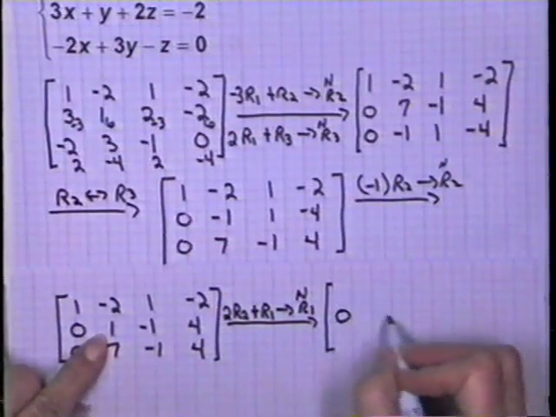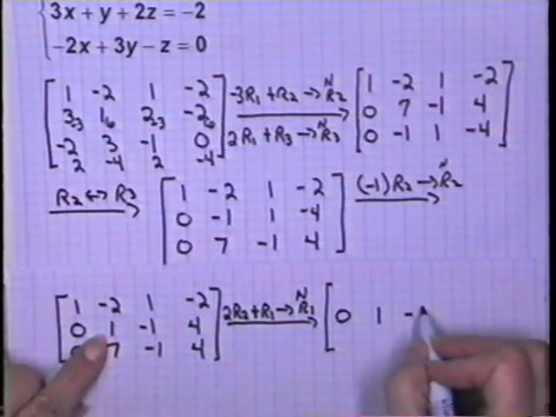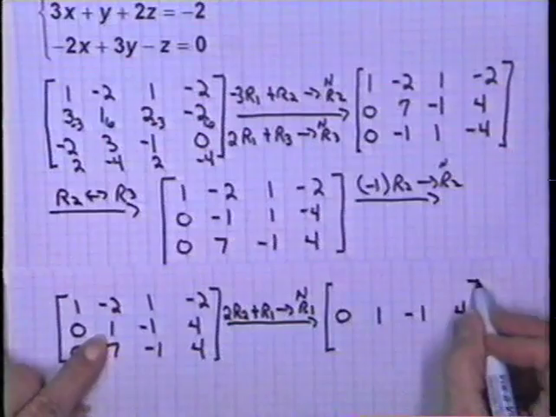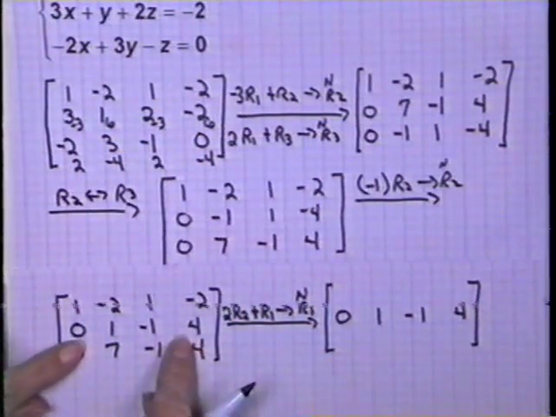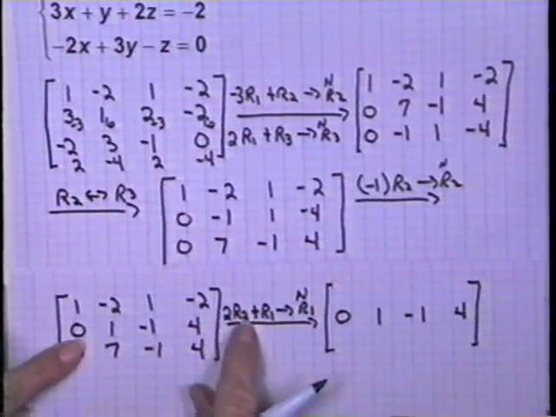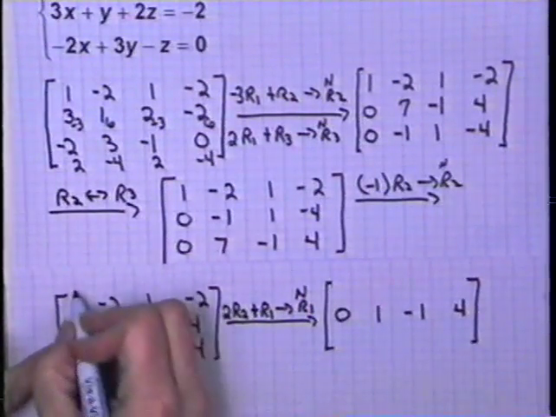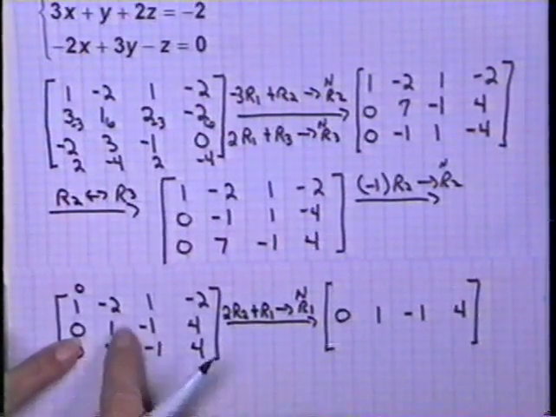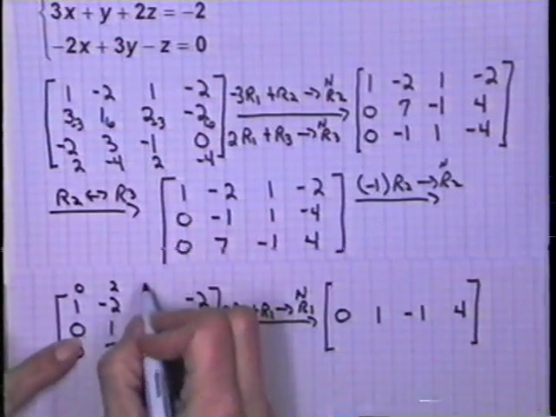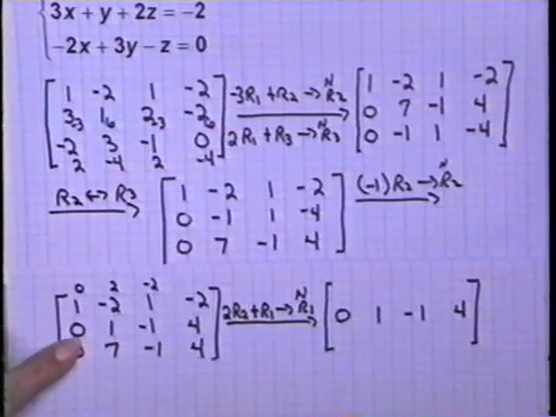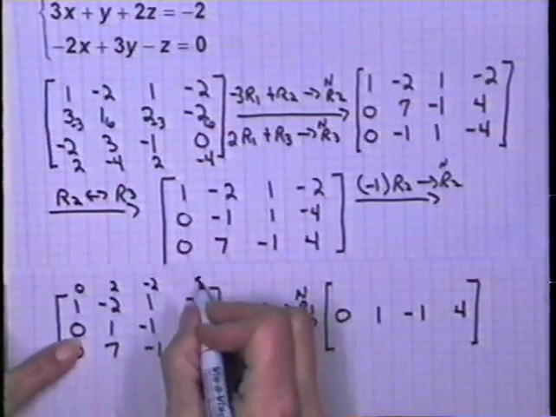I'm going to recopy row 2 right now. Notice I'm using row 2 to change row 1, but I'm not actually changing row 2. Okay, well let's say 2 times row 2. Well, 2 times 0 is a 0. I'm going to put it right up there. 2 times 1 is a 2. 2 times negative 1 is a negative 2, and 2 times 4 is 8.